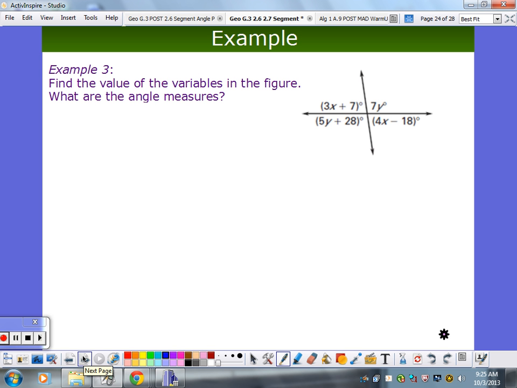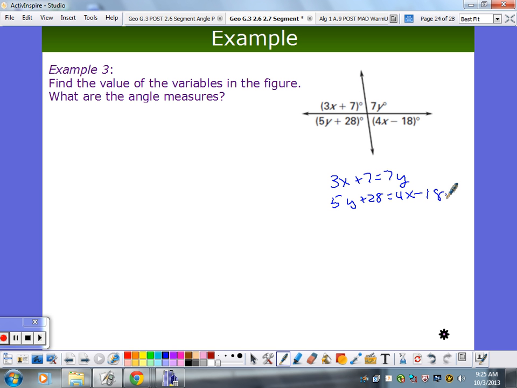Can we do example 3? How do we find the values of variables? This one you can do on your own, but tell me, how do we do that? How do you do this one? We could use that. The only problem is, I could, but now I'm going to get a system, right? I've got 3x plus 7 equals 7y, and 5y plus 28, like this. Want to do something like that?